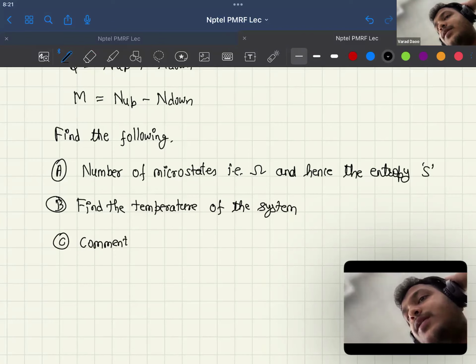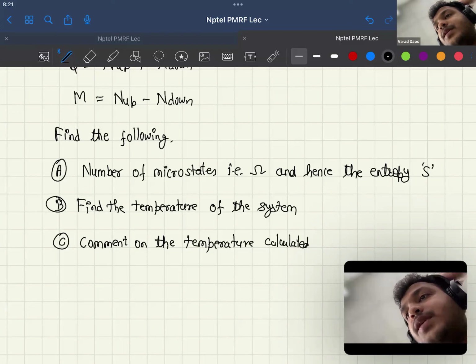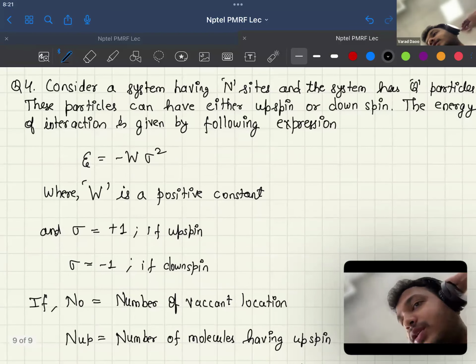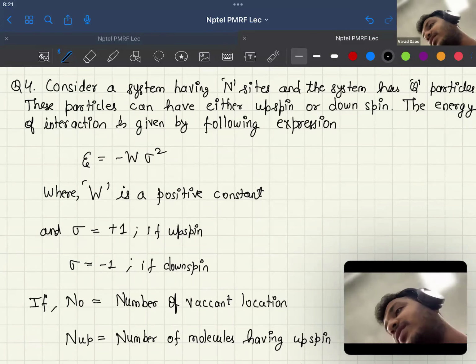Comment on the temperature calculated in part B. Right, so this is the question, and a hint would be: first try this question, it is very similar to the previous question.